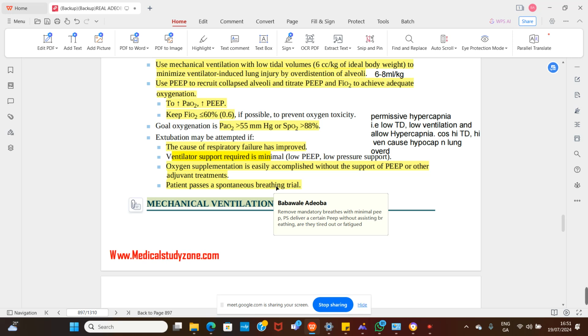If they can breathe spontaneously on their own and you measure the PaO2, it is normal, SpO2 fine, you know that you can actually extubate. But if after you have done that the SpO2 is down, everything is just down, you know that this one is not ready to be extubated. So you return it back.